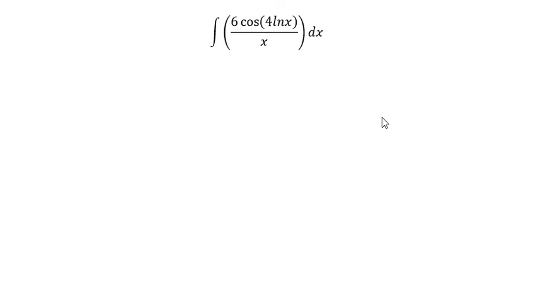The topic today is the integral. We have the integral of 6 multiplied with cosine. Inside the cosine, we have 4 multiplied with logarithm of e x over x dx. So I will show the technique how to answer the question. We will use integration by substitution.